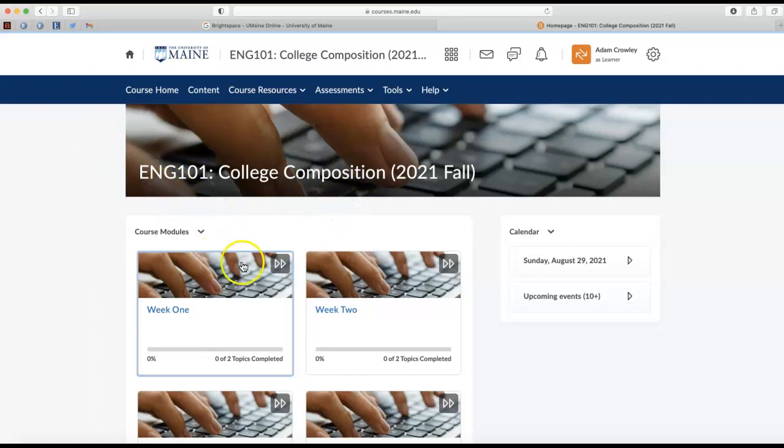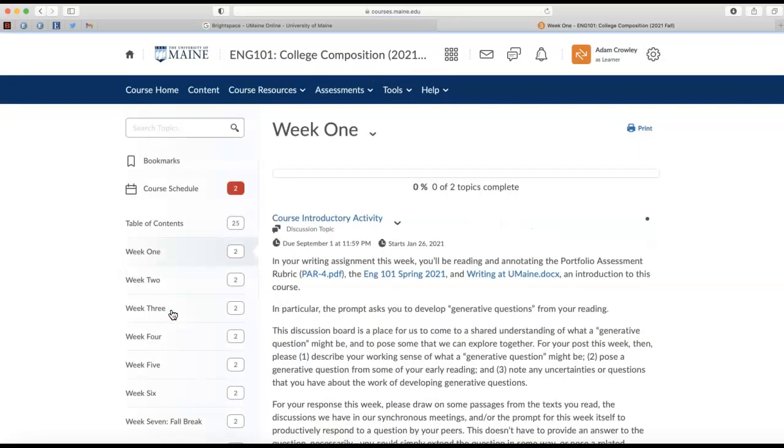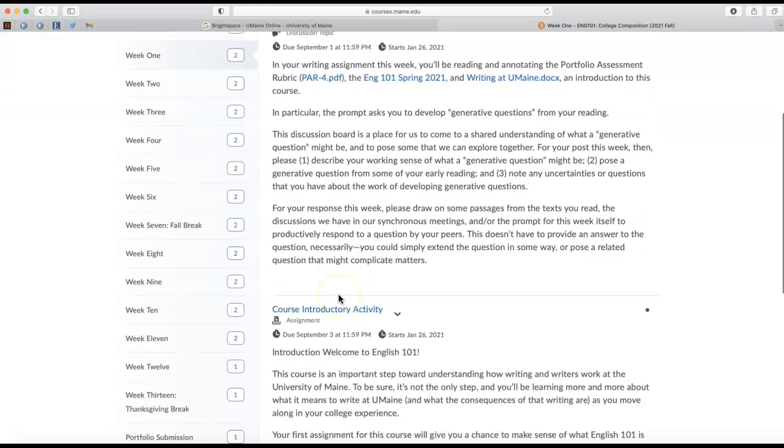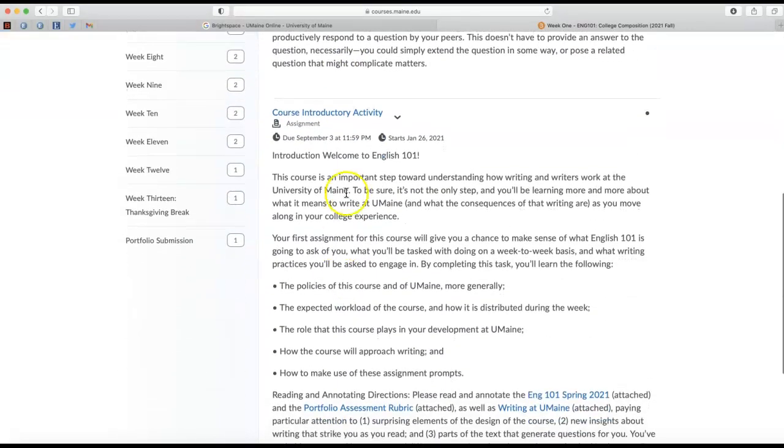Now, just as a refresher, I'm here on the basic Brightspace page. I would go back to week 1, and I would again be confronted by the course introductory activity, the discussion topic, with which you are now all familiar or presumably familiar. And then we are going to now return to what's called the course introductory activity assignment. And I know that naming convention is a little confusing, but hopefully this video clarifies that for you.